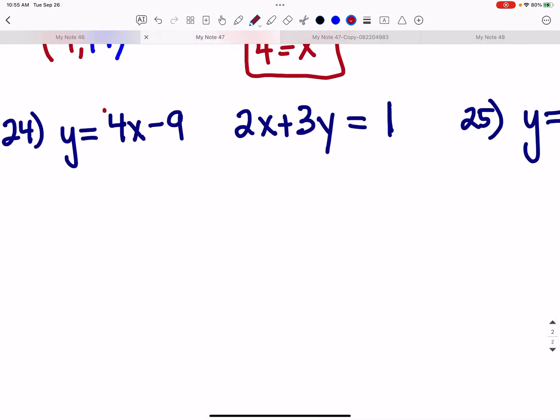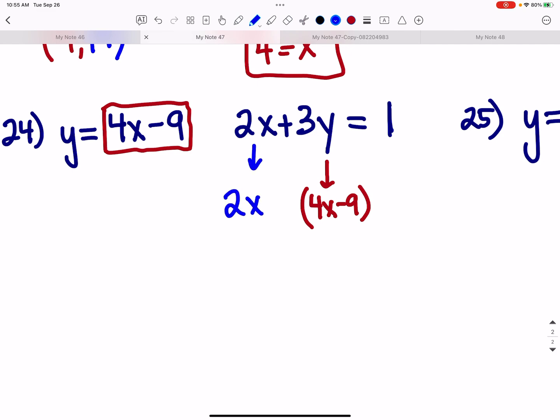Anywhere I see a y, I can plug in 4x minus 9. So I see a y right there, so I'm going to plug in 4x minus 9, and I put parentheses around it because I'm plugging it in. Everything else I copy exactly the same. 2x plus, don't forget this 3, equals 1. Okay, before we start the problem, we have to do my Starbucks list, my distributing.